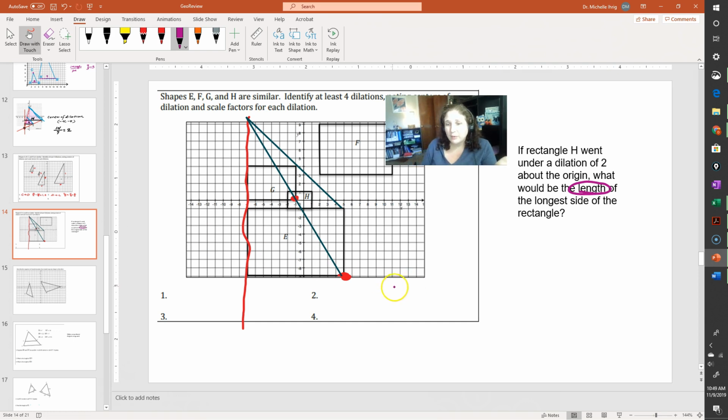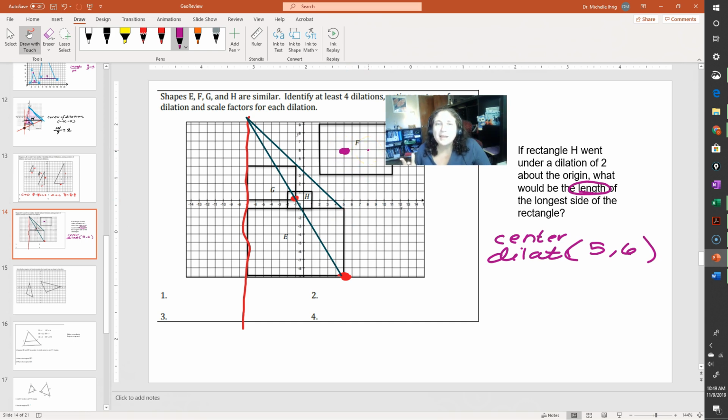But the same thing would be true if it told us that the center of dilation was, let's say, (5, 6), like all the way over up here. It would still be the same because it's not asking us for the new coordinates. It's just asking for the dilation. And it told you it was a dilation of 2.